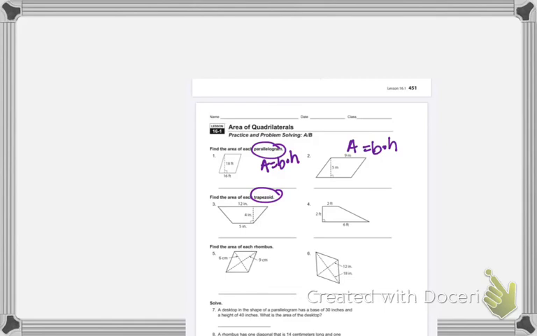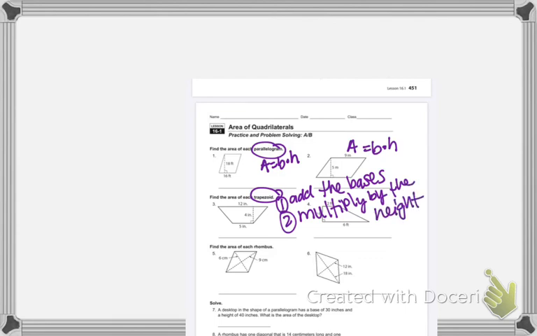You're gonna add the bases first, multiply by the height, and the last step is to divide by 2. Divide the answer, okay, by 2. That will be for the area of a trapezoid.